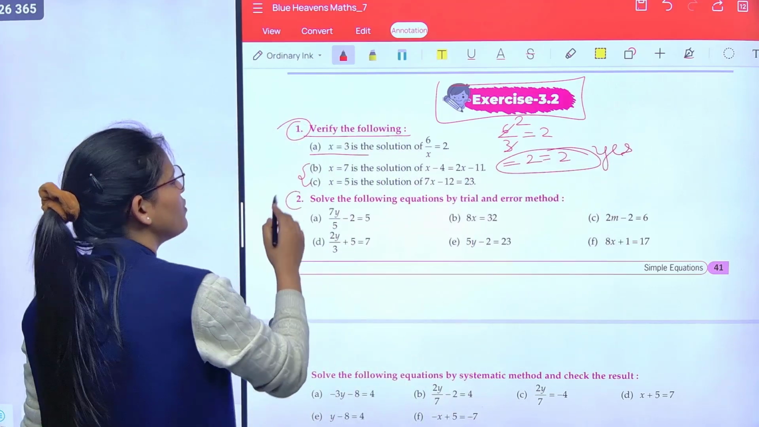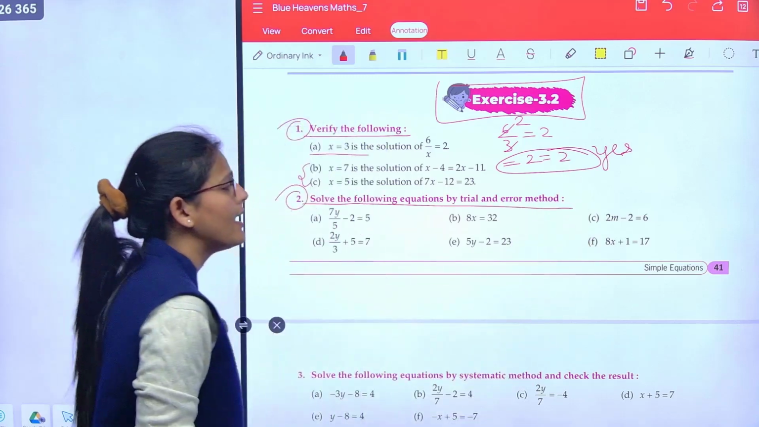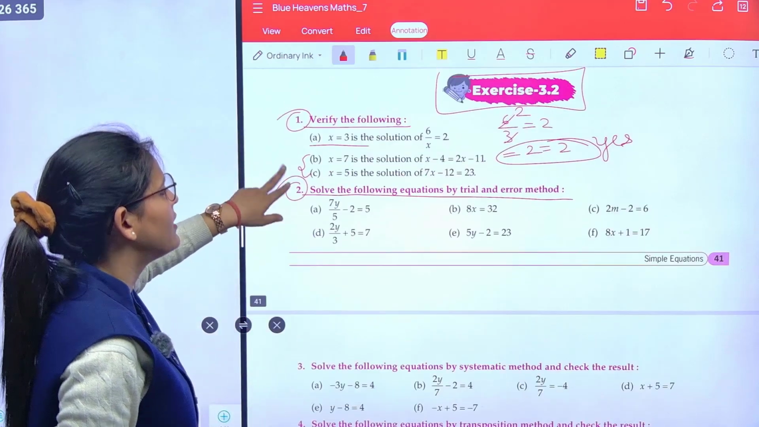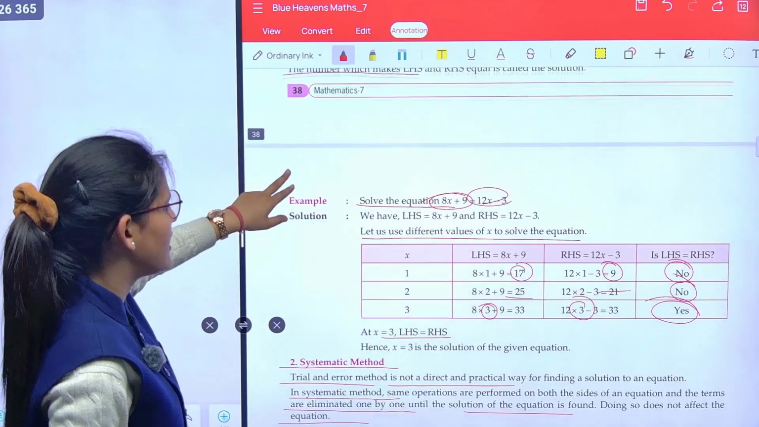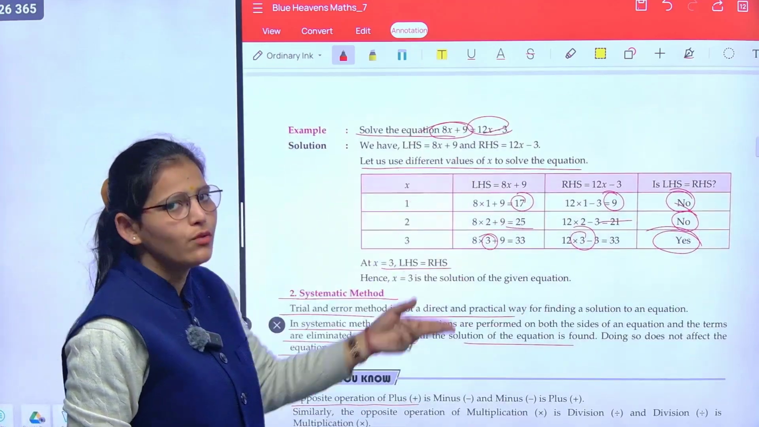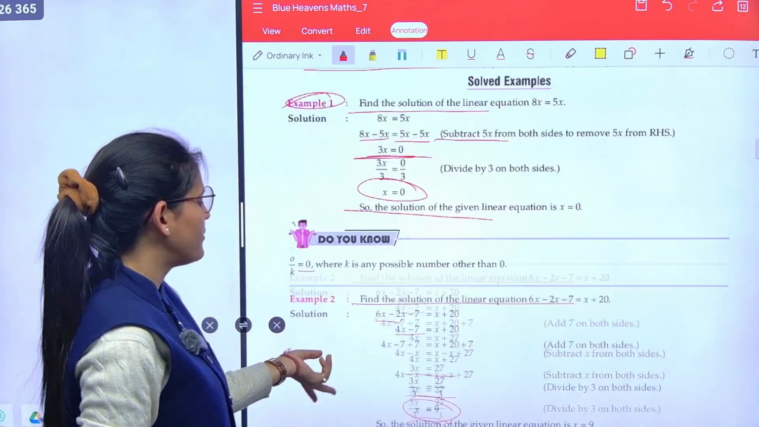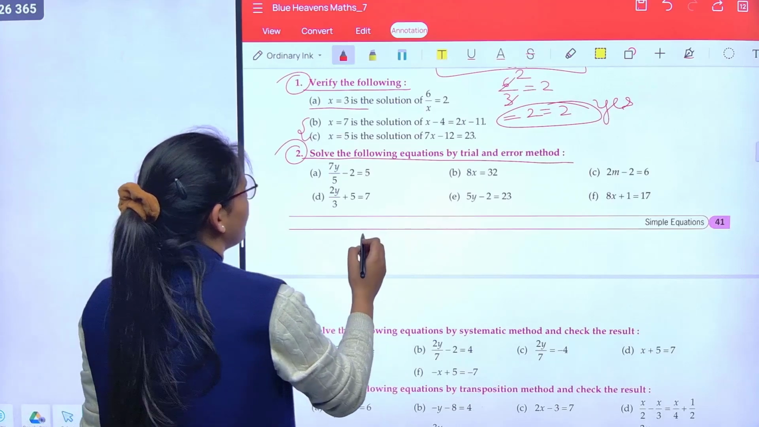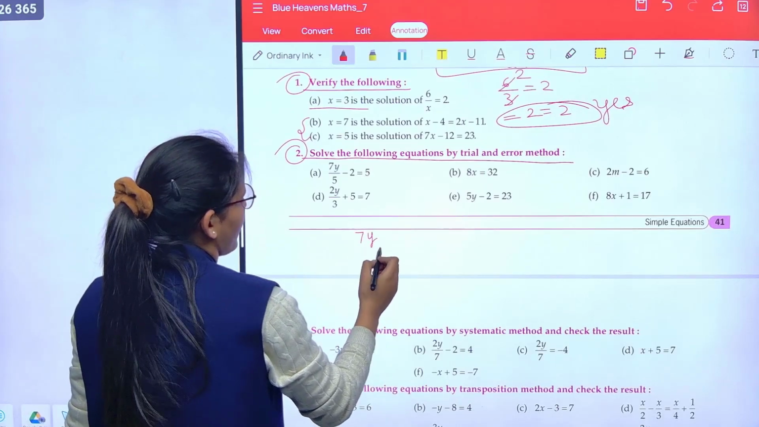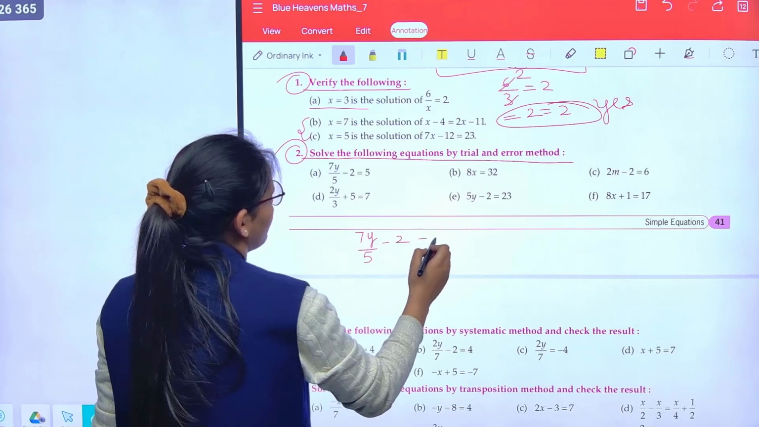Come on, question number 2, solve the following equation by trial and error method. Class trial method में क्या था हमारा? Yes class, हमने क्या किया था? हमने x की वैल्यूज चेंज की थी. Now यहाँ पर क्लास 7y upon minus 2 is equal to 5.